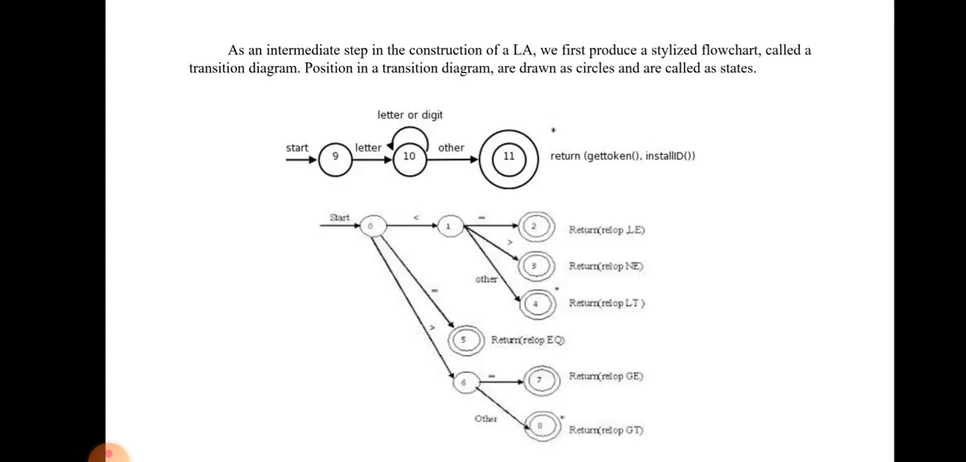So this is the sample transition diagram for an identifier. Start from 9. 9 is one state, 10 is one state, and 11 is another state. Each state is represented by a single circle. The final state, which is also called the accepting state, is represented by a double circle. A transition from one state to another state is represented by an arrow mark. The arrow is labeled by the symbol, that is letter. Here the first arrow is labeled start, the second arrow is labeled letter. These are the symbols or set of symbols.